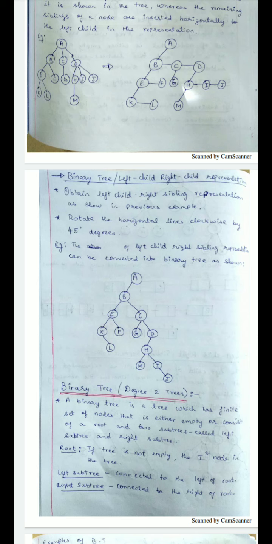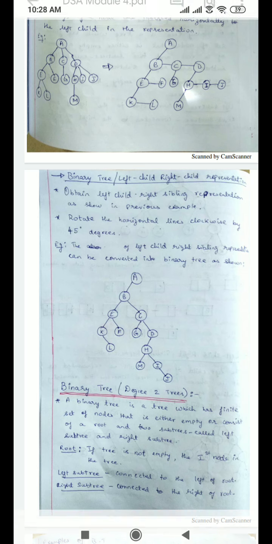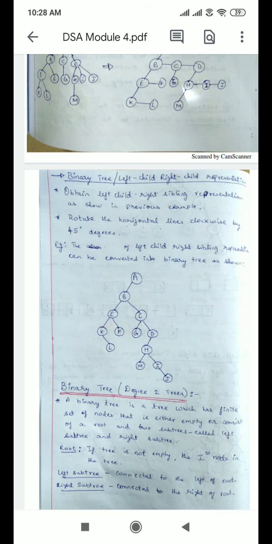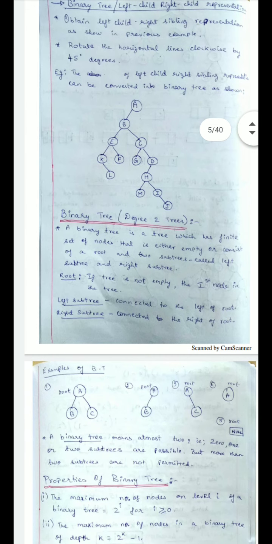So this is how you can make the representation in three ways. One is list, one is left child right sibling representation, and one is what? Left child right child representation. So this is how you can connect it. Okay, next we'll see the binary tree.